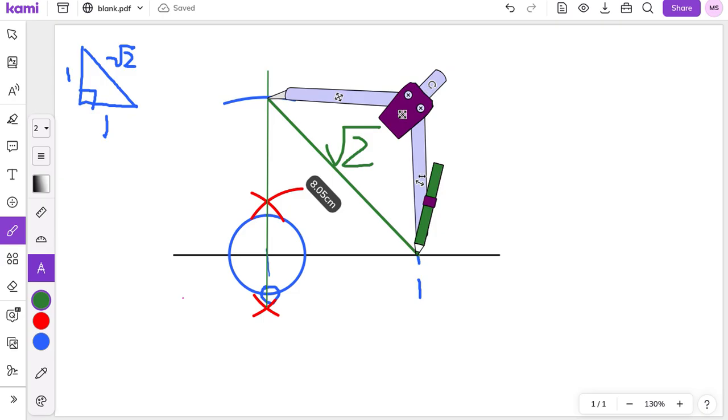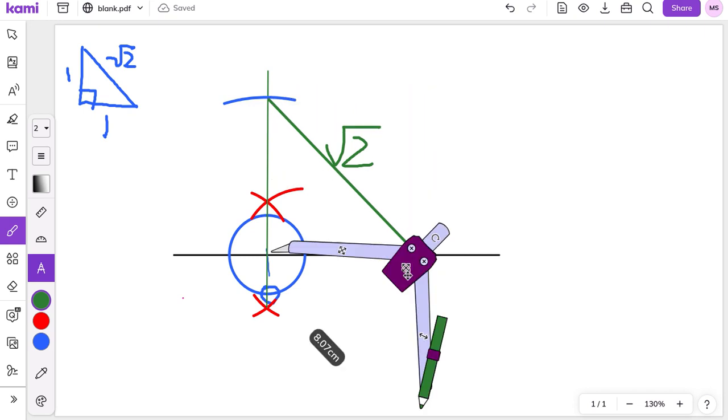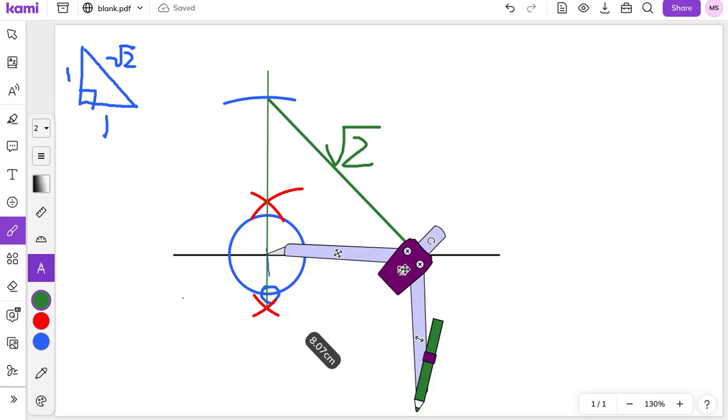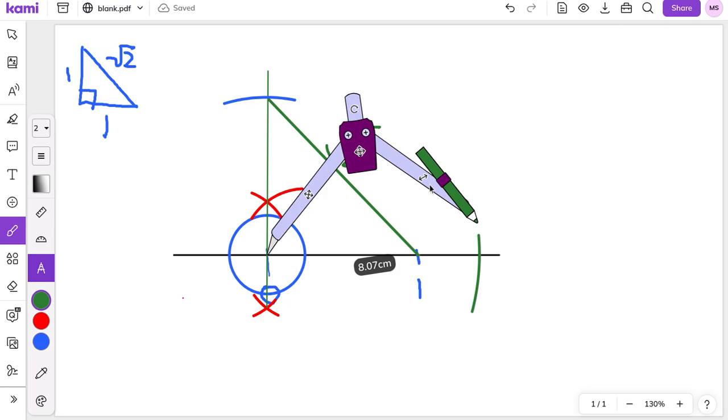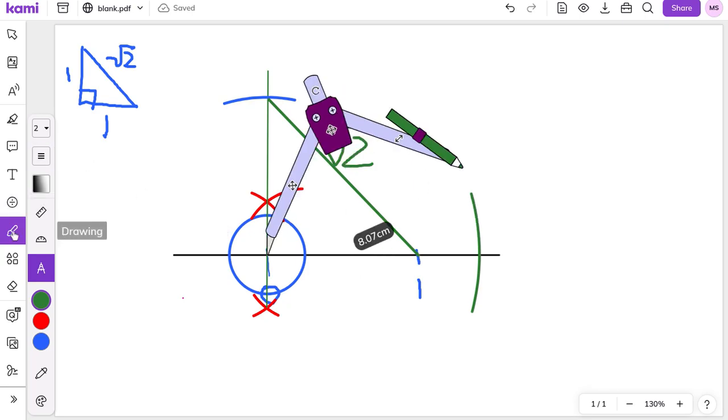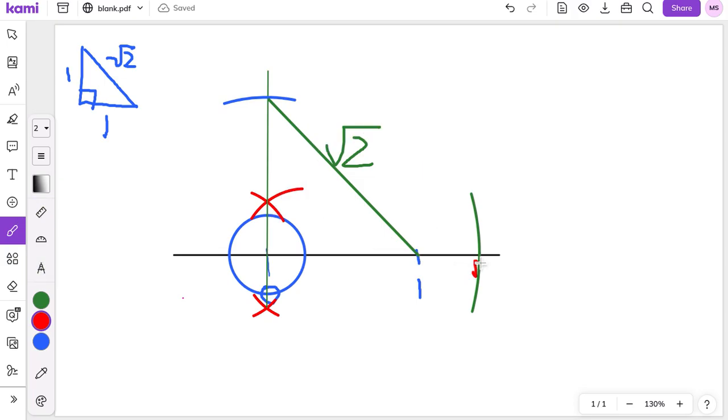About like that, and it's slightly more. There we go. That looks pretty good. Do you see how this is now the square root of 2? So this length from the compass is the square root of 2. So I can put that pointy part at 0, and I can swing it through here, and now I know that this length will be the square root of 2.